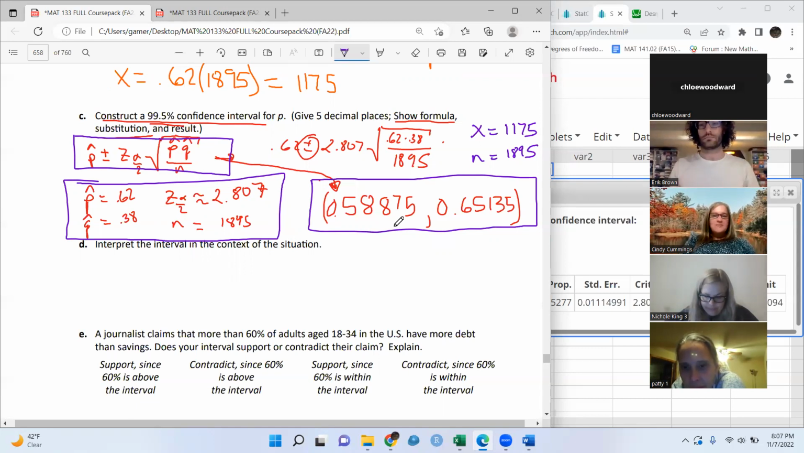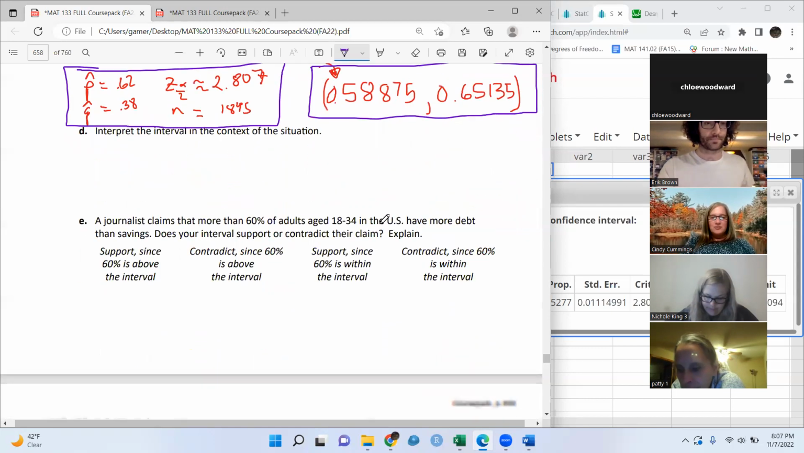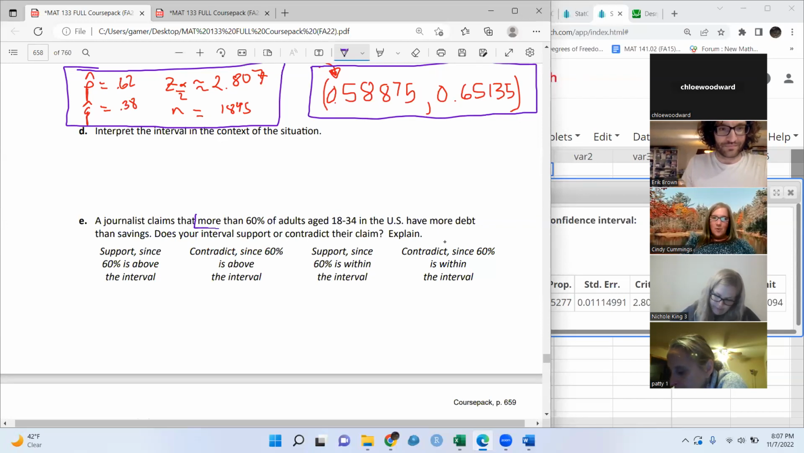Okay, so let's do E real quick. Does it contradict more than 60%? If you look at your interval, more than. I'll write out the interval in percent notation, if that helps.